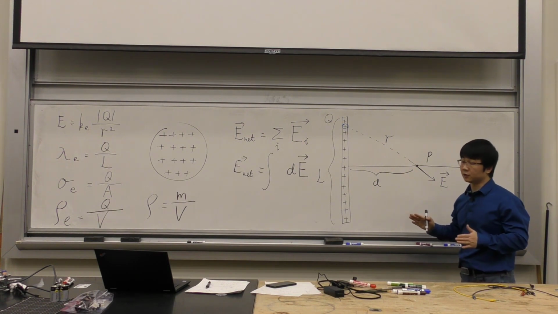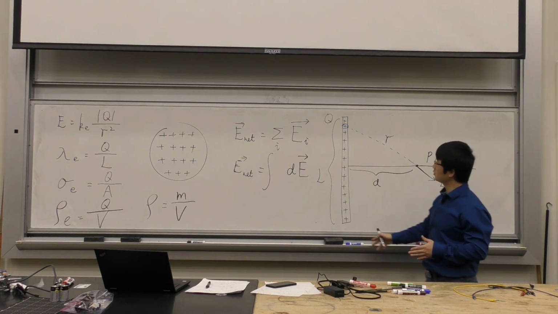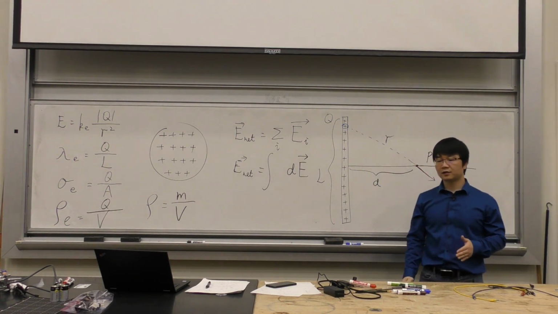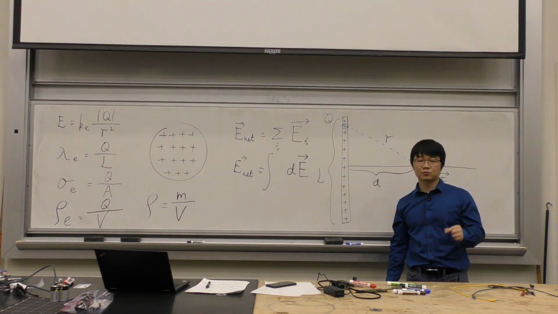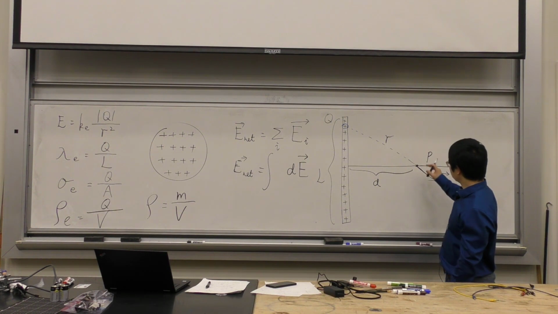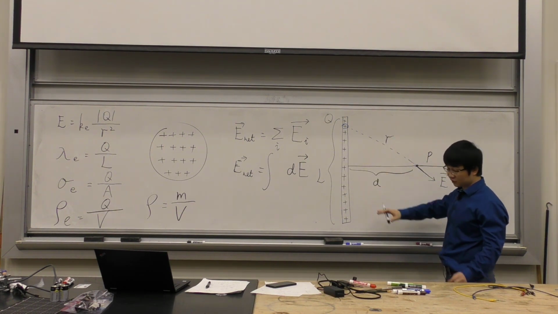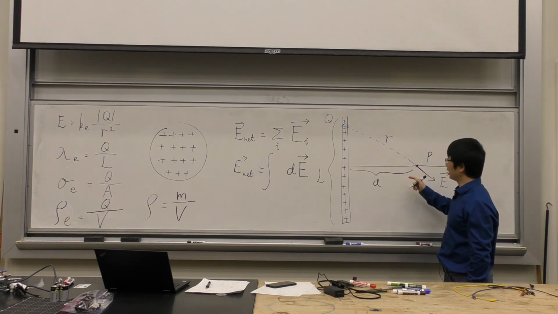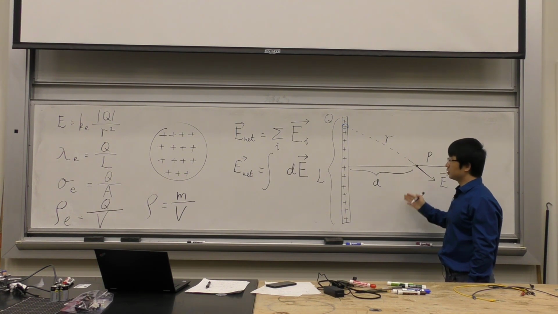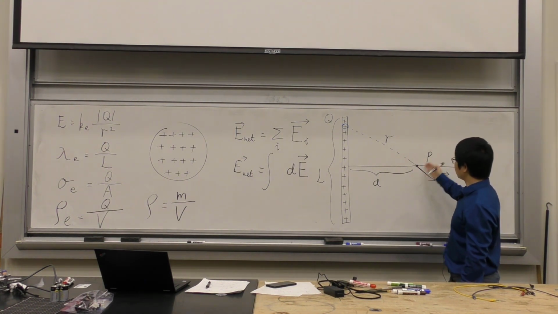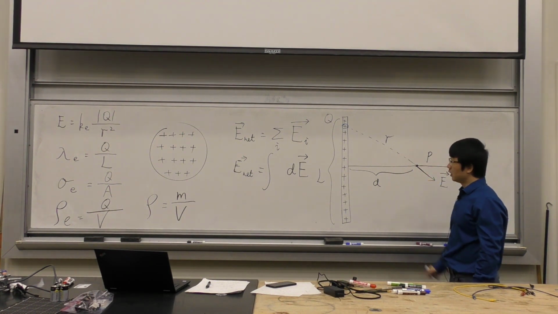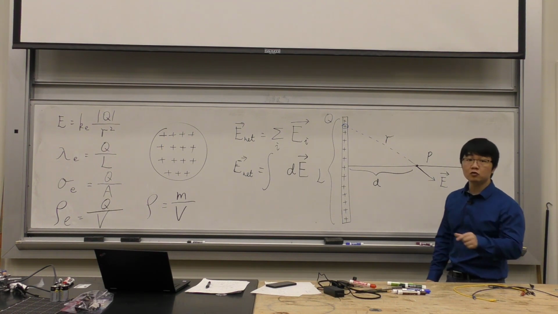But I'm not done yet, right? I want to find the electric field created by this whole rod. So I have to find the electric field created by every single infinitesimal charge at this point, and add them together. So there would be an infinite number of electric fields I should draw here. But I noticed that there's a symmetry I can use here.